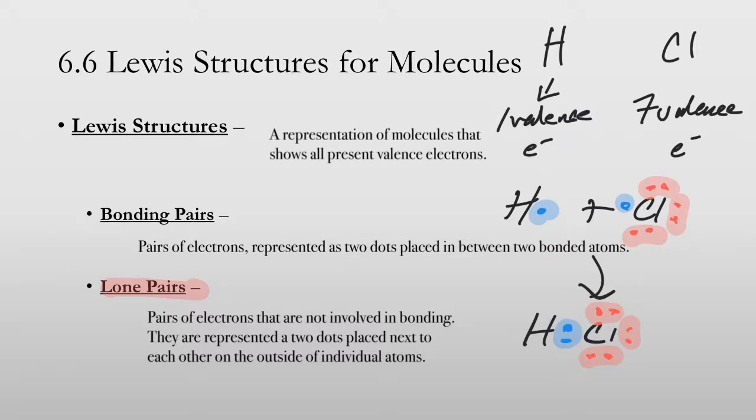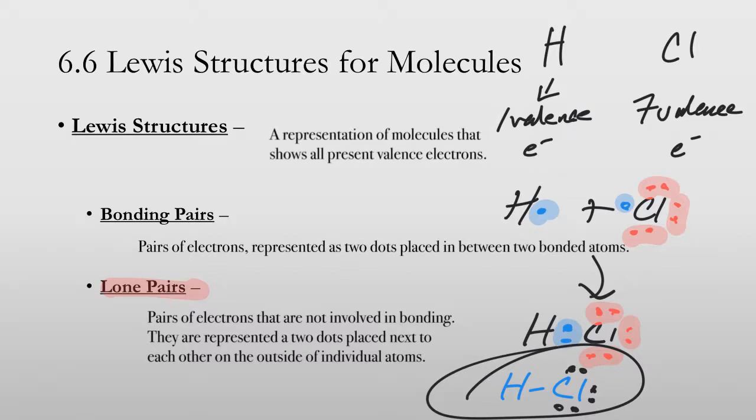And the more common way is to use lines for bonds, and so you could just draw this, and then your lone pairs still need to be there because chlorine needs to have 8 valence electrons. Hydrogen only needs 2. The line is the bond, and you can see it has 2 electrons in it.